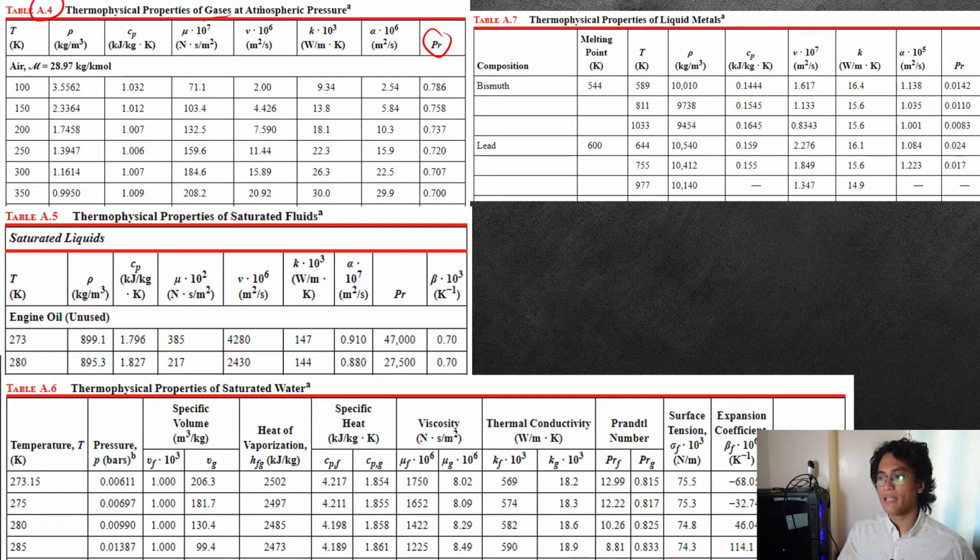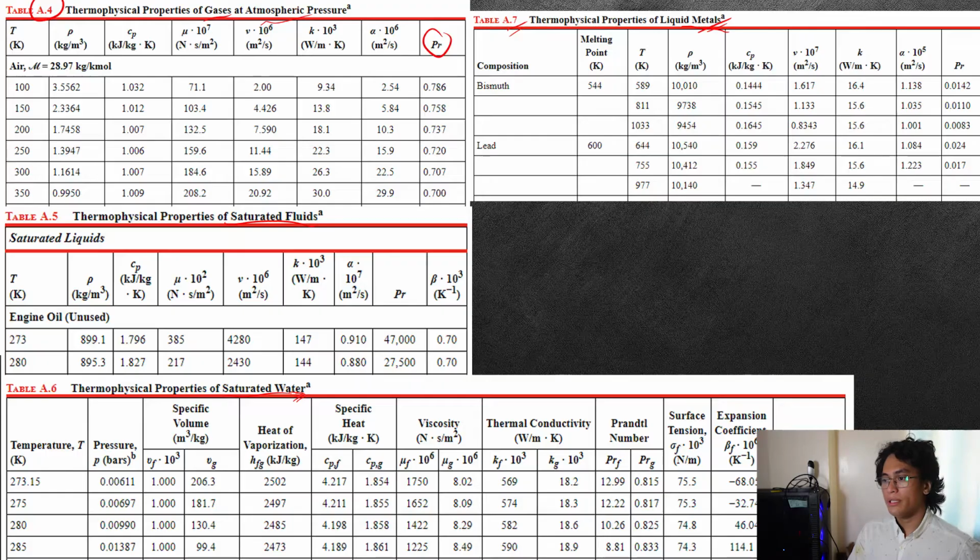A.4 is for your gases at atmospheric pressure. A.5 is for saturated fluids. A.6 is for saturated water, especially since this is used in almost all applications concerned in mechanical engineering. A.7, we have liquid metals. So these are the different commonly seen fluids that can flow across simple shapes and are very common for our heat transfer applications.